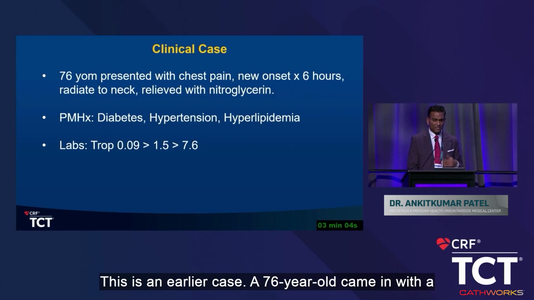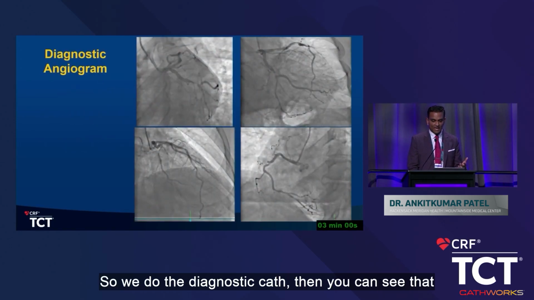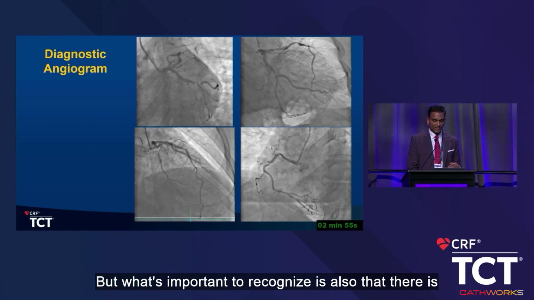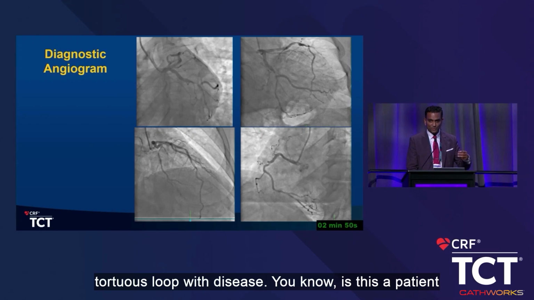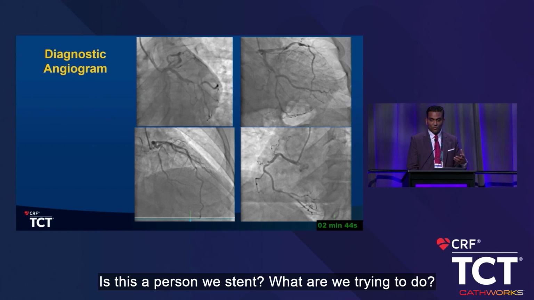A 76-year-old came in with a non-ST elevation MI with chest pain. So we do the diagnostic cath, and you can see that there's a high-grade lesion in the circumflex. But what's important to recognize is also there's moderate disease in the LAD, and the right has this tortuous loop with disease. Is this a patient that we should send for a bypass evaluation? Is this a person we stent? What are we trying to do?